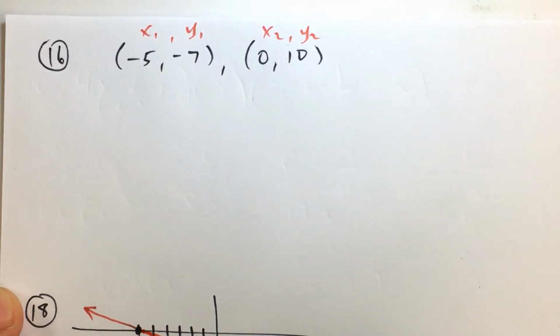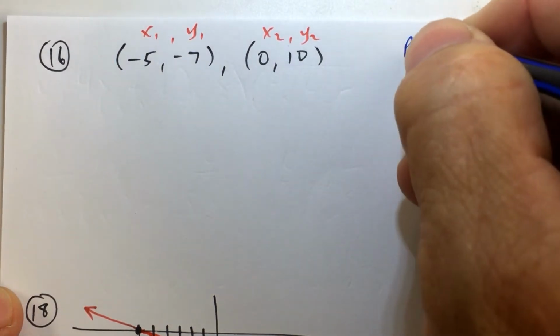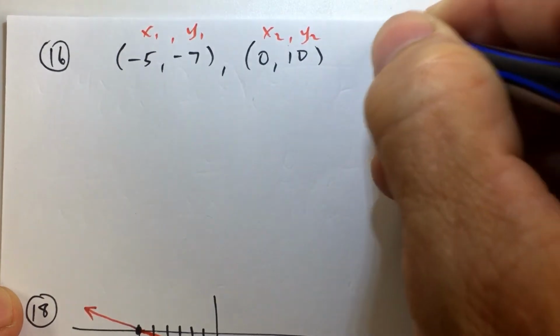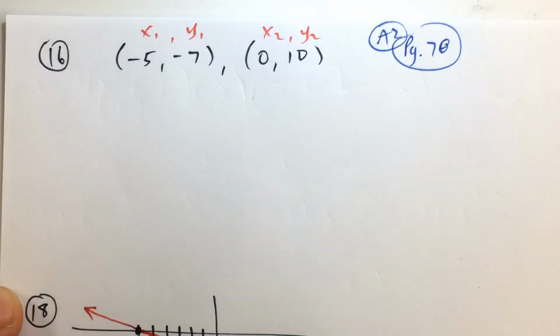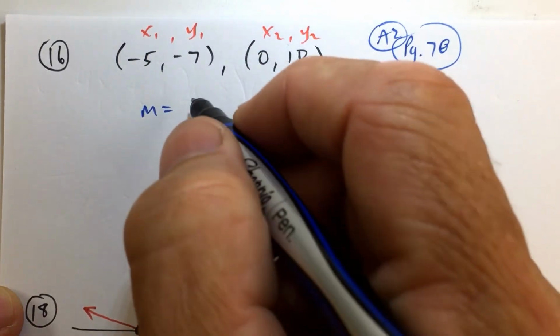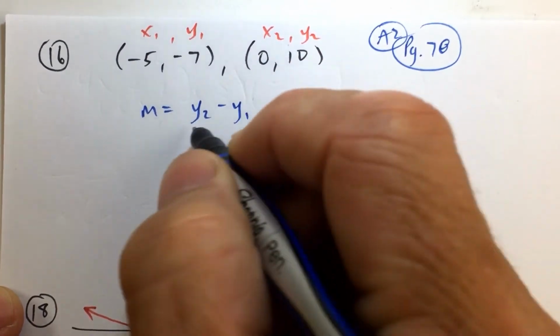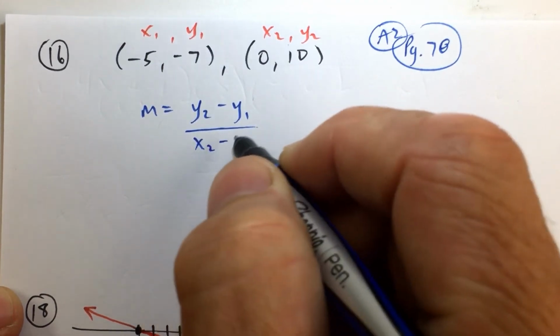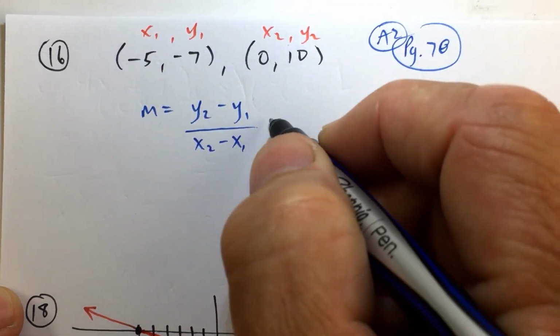This is page number 78, number 16, page 78, Algebra 2. Okay, we're just trying to find the slope of the line that goes through these 2 points. We know that the slope formula is the y2 minus y1 over x2 minus x1.